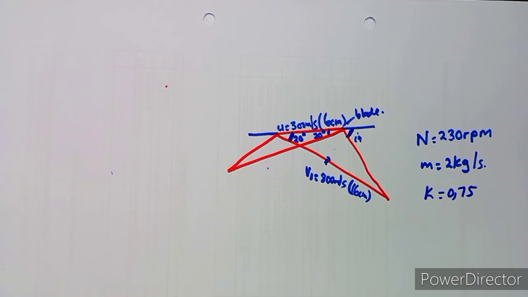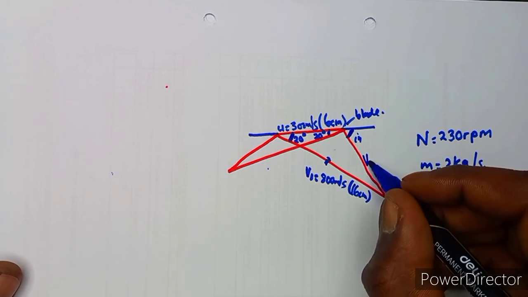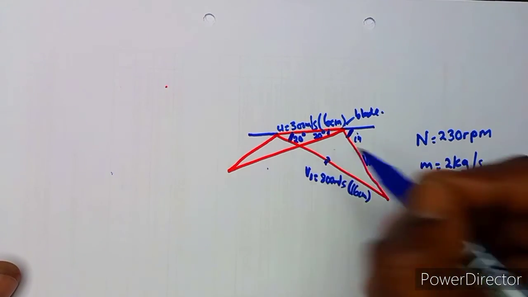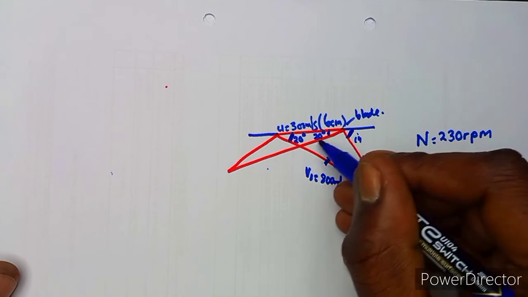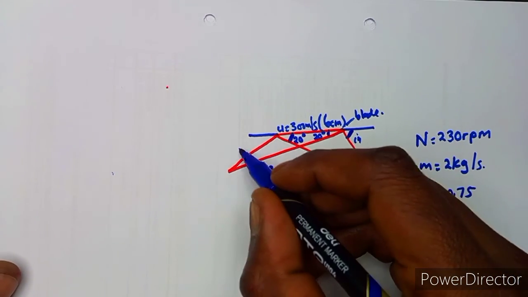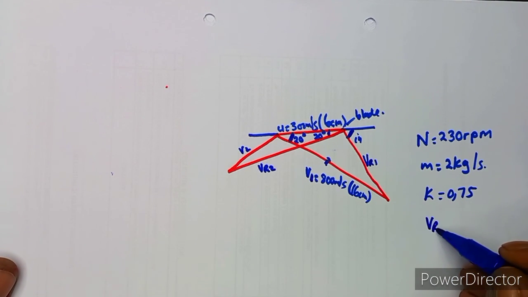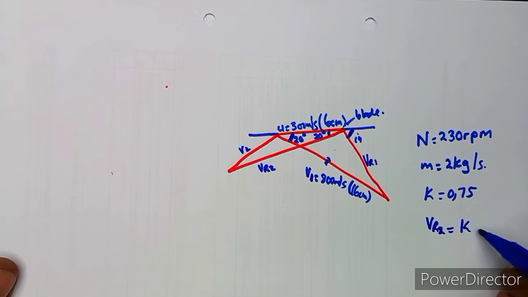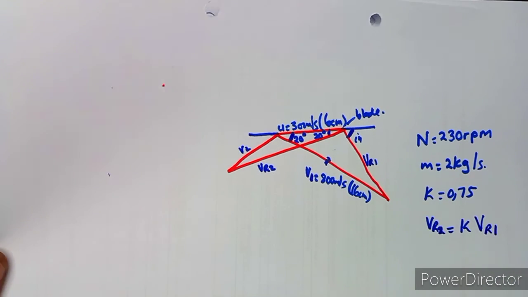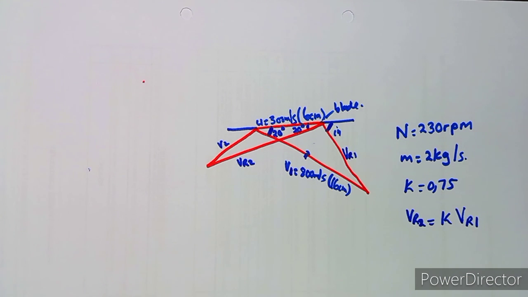What is the relationship of K? Remember, K helps us to say if this is our VR1 and this one is our VR2, this one is V1 and this one is V2. So actually the relationship is that VR2 is equal to K times VR1, which is the velocity at the inlet to the blade. So this is just a sketch.